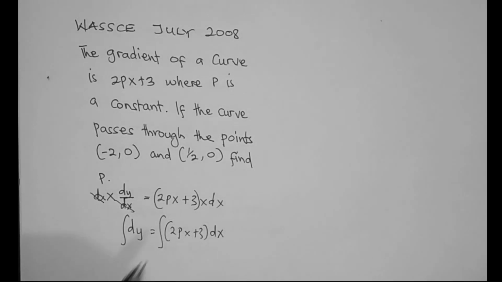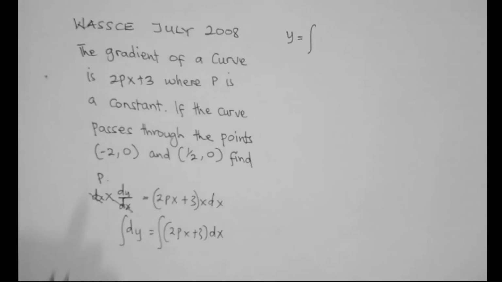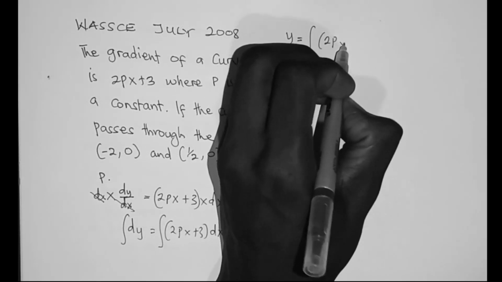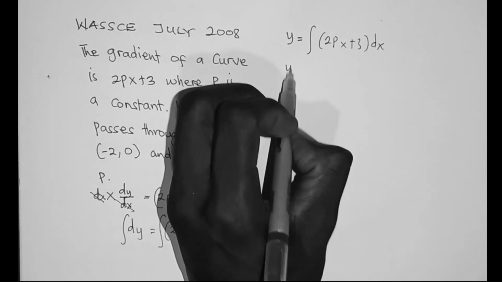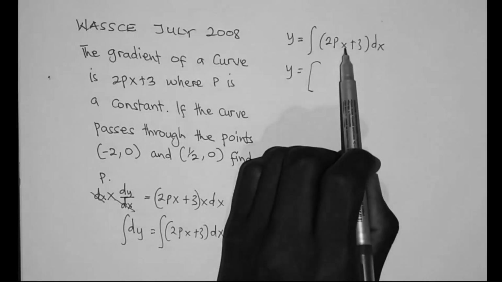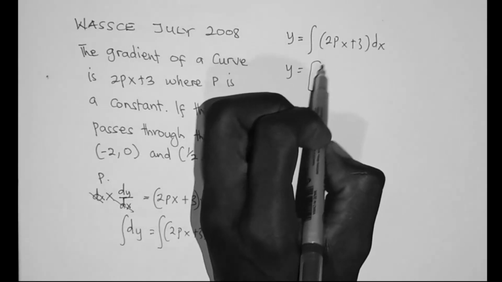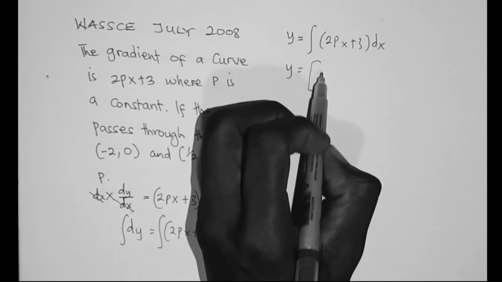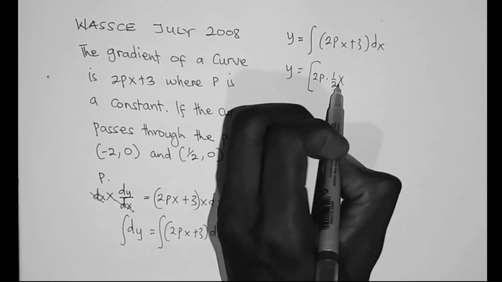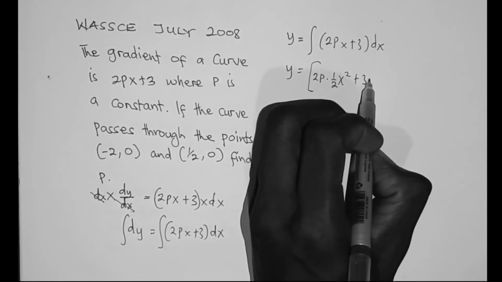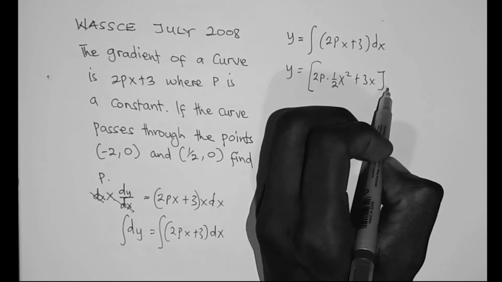So we can find y by integrating both sides, and therefore y is equal to the integral of 2px plus 3 dx. So let's go ahead and do the integration. So y is equal to, if you integrate x, it becomes 1/2 times x squared. So this is 2p times 1/2 x squared plus, if you integrate 3, you get 3x. Then plus the constant of integration.